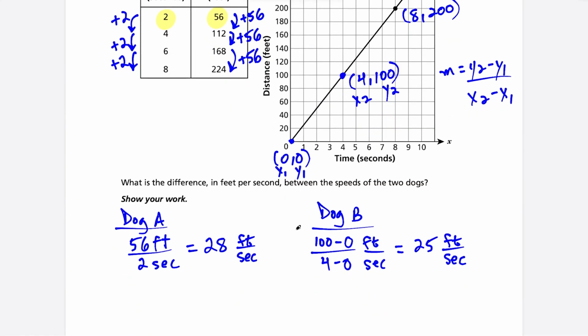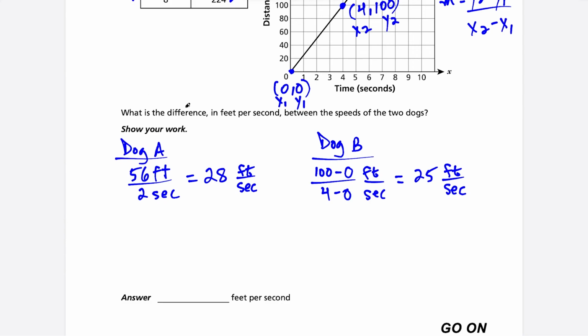But the question is asking us to find the difference in the speeds of the 2 dogs. So here we're going to do 28 minus 25, which is equal to 3. I'm not going to write the units here because the answer that we're writing over here has the unit attached, feet per second. So the difference between the speeds of the two dogs is 3 feet per second.